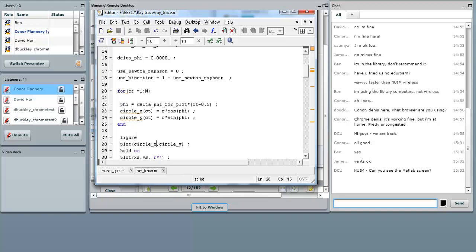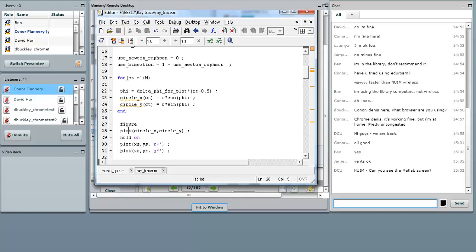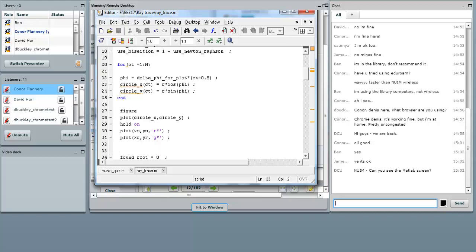Then we make a figure. We plot this array holding the x values and the y values of the points on the semicircle. We hold on. Hold on is a request to MATLAB to keep this figure and to overlay the following plots on top of this plot, so we don't get 3 separate plots. So we plot the source coordinates in red with a star. We plot the receiver coordinates in green with a star. Okay. That's the first part of the code, which just makes a picture.